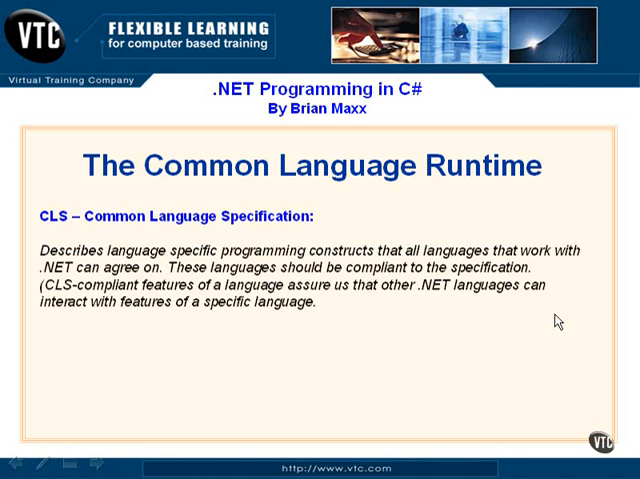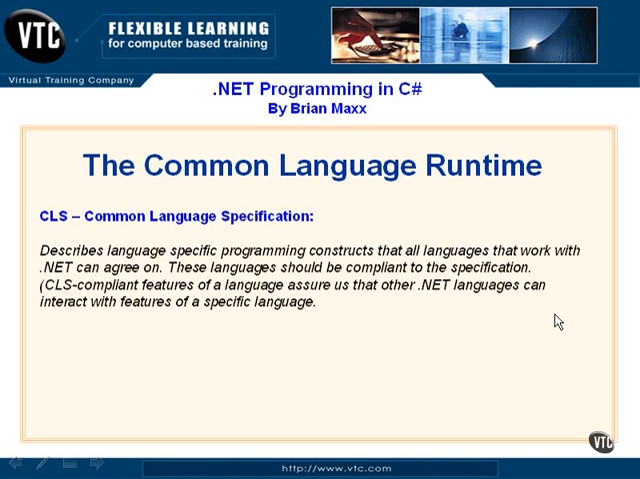Now we have the Common Language Specification. So again, this is just the third part of it all. This is going to describe the language-specific programming constructs, the elements of the language that all the languages can work with or can agree on, and this is going to be compliant. You might see CLS compliant.